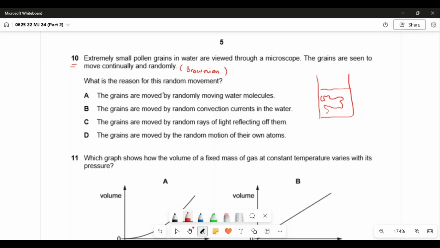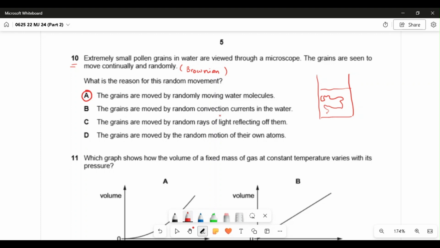What is the reason for the random movement? The grains are moved by randomly moving water molecules. Yes, water molecules are always in random motion, and when these water molecules collide with the grains, they keep pushing the grains. As they keep pushing, the grains sometimes move left, right, up, down, so they keep changing direction. Option B says the grains are moved by random convection currents.